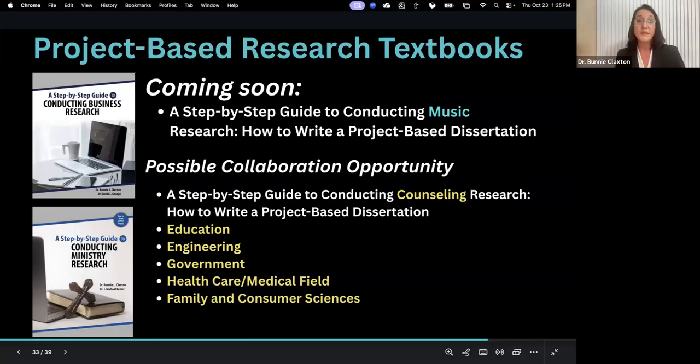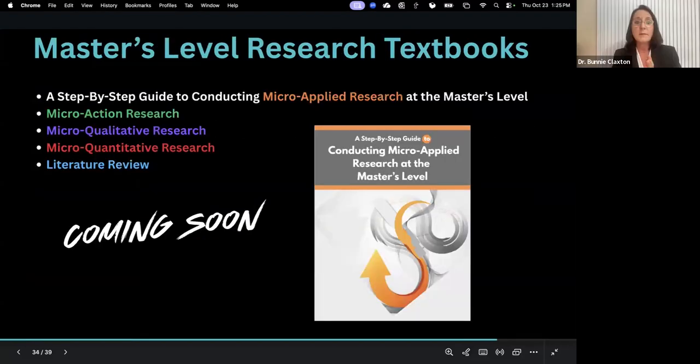Now, one thing that's always puzzled me is, why do we wait until they're in a doctoral program to talk about qualitative and quantitative research? I'm not sure why we do that. These master's level books are also coming, and these are going to be micro applied research, micro action, micro qualitative, micro quantitative. We're going to teach them at the master's level how to do this as well. And it's that scaffolding approach to teaching. If we can get our doctoral candidates in the master's program and teach them these skills on a micro level, hopefully they'll retain in our doctoral program and they can continue that on a larger scale research project when they get to our doctoral programs.